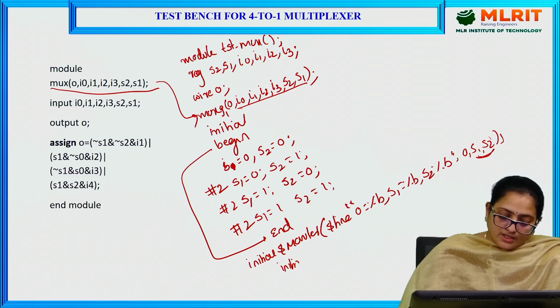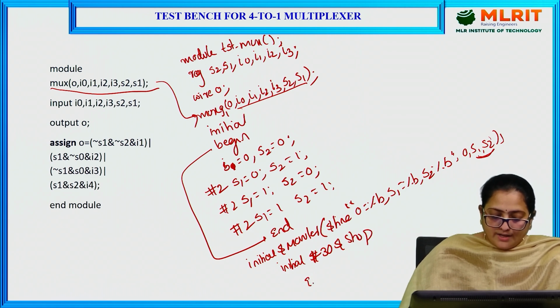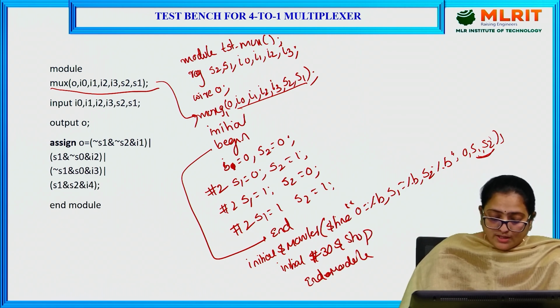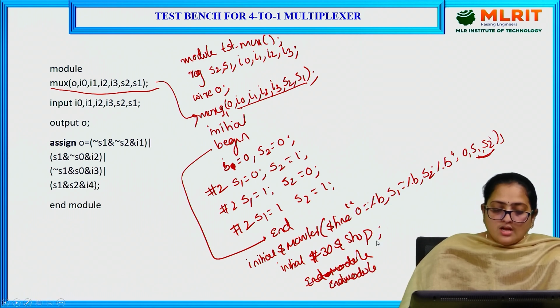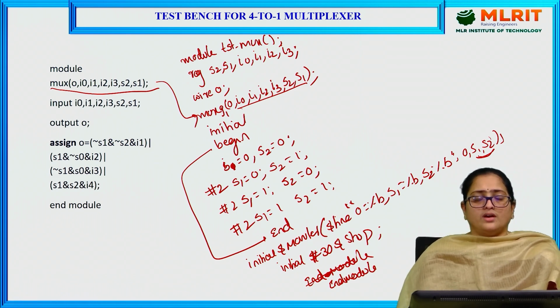Again, I am using an initial #30 $stop, and the module is ended with the keyword endmodule. You should not give a space here, and the keyword should be continuous: endmodule. This is how you can write a test bench code for the design description which we are seeing here.